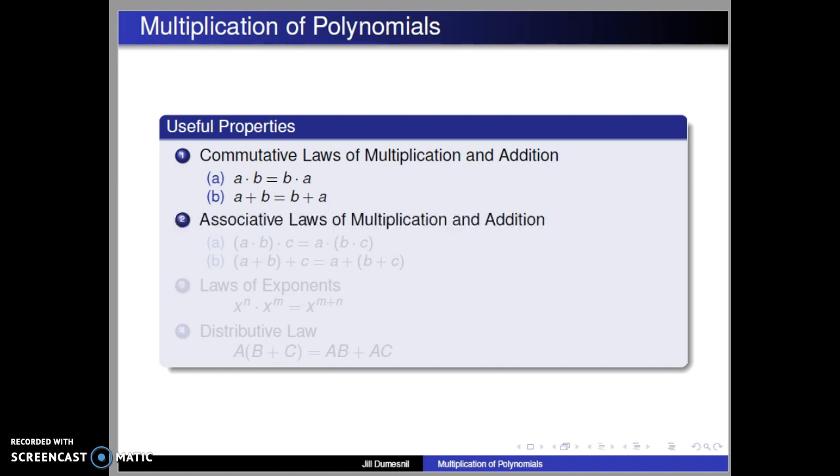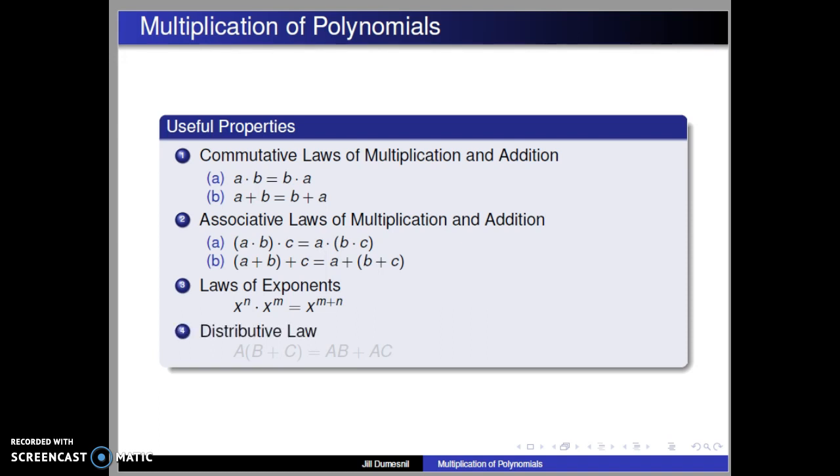We will also use the associative laws of multiplication and addition. These say that we can regroup factors and we can regroup terms. To deal with powers of x, we will also use laws of exponents. In particular, we will need to multiply like bases by adding the exponents.